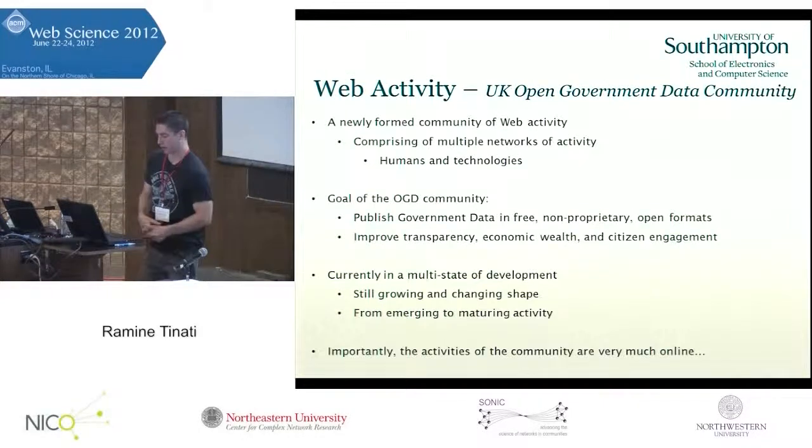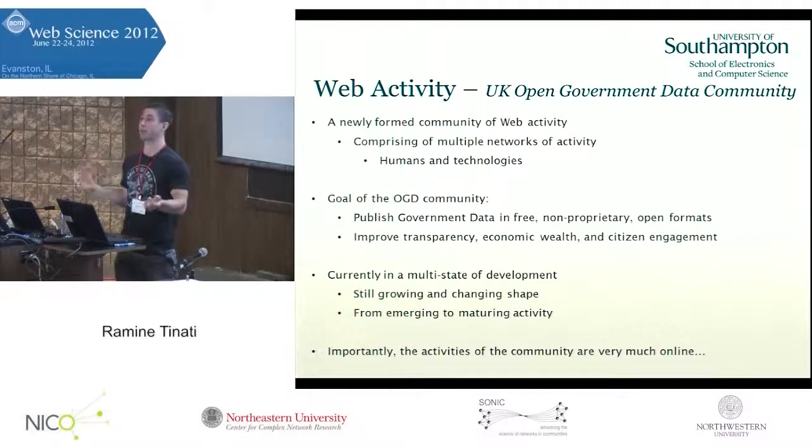So if we have a look at one of the case studies that I've been looking at, which is the UK Open Government Data Community. Now, this is a newly formed type of web activity, which is happening both online and offline. It's a very big community of different actors, from people in the government, civil servants, all the way down to lobbyists and developers, and the academic community, all interested in releasing government data in open, non-proprietary formats. So this means anyone can use it.